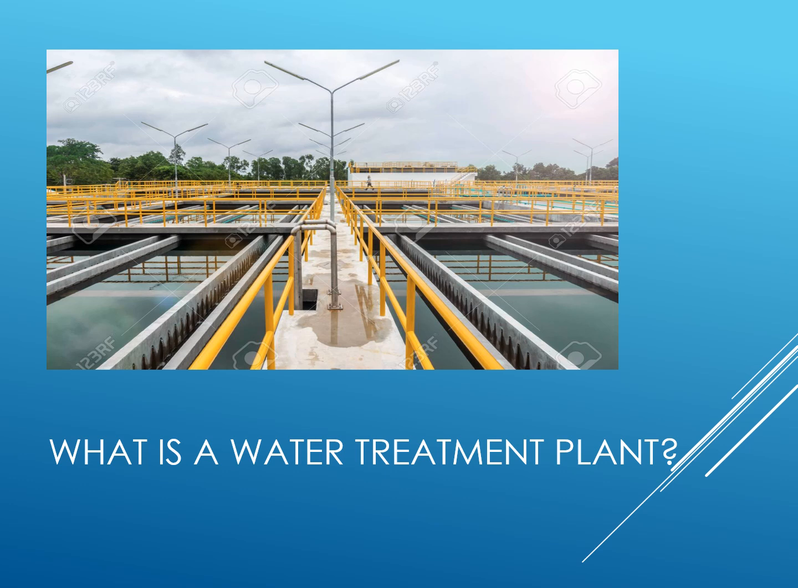Water treatment plants purify water, making it safe for human consumption and other uses by removing contaminants and pollutants through various processes like screening, coagulation, filtration, and disinfection.